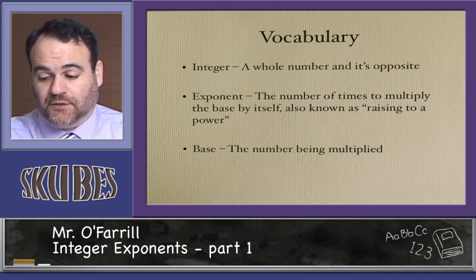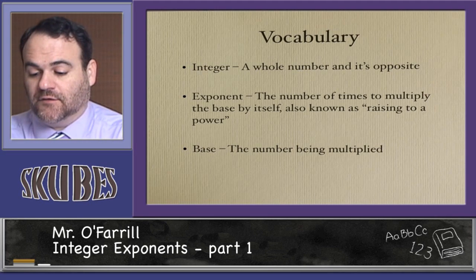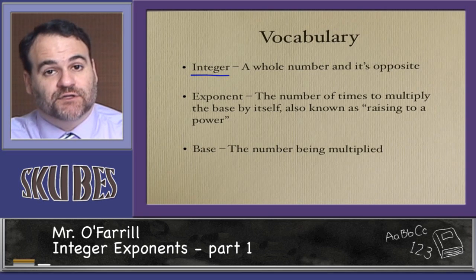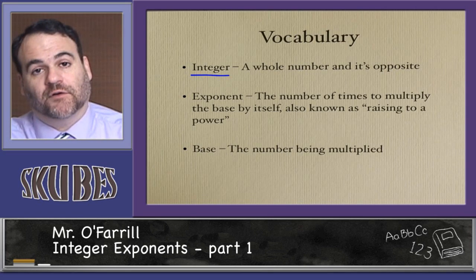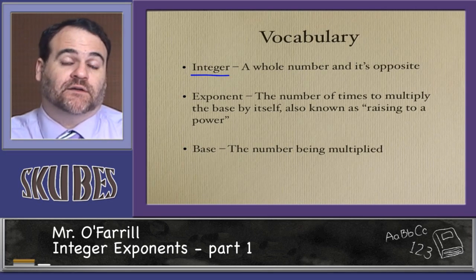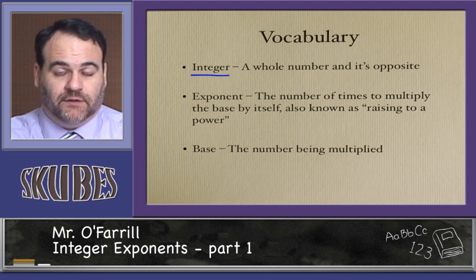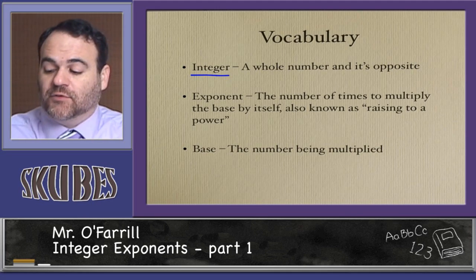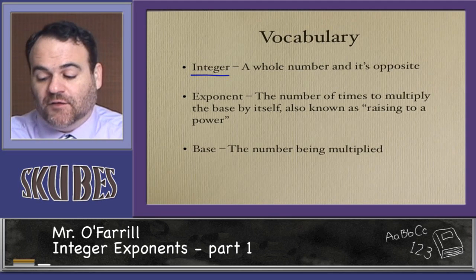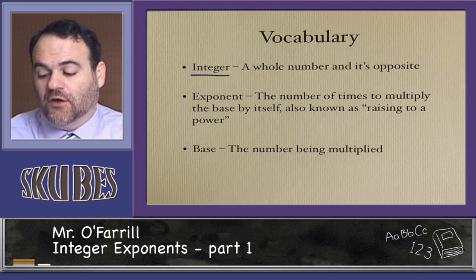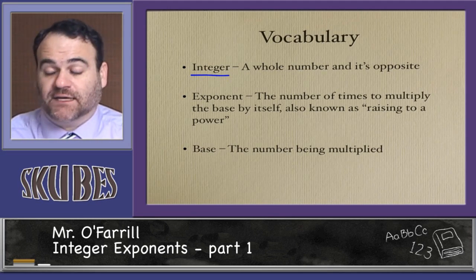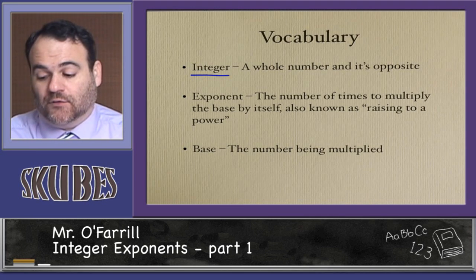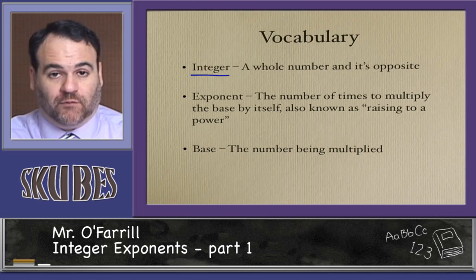First is the integer. That is a whole number and its opposite. Whole numbers, 0, 1, 2, 3, 4, and so on. And the opposites, -1, -2, -3, and so on. Exponent, the number of times to multiply the base by itself, also known as raising to a power. And finally, the word base, which is the number being multiplied.